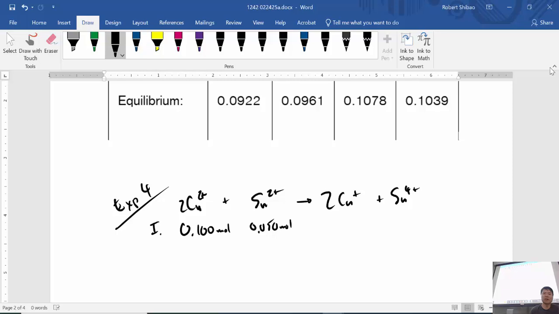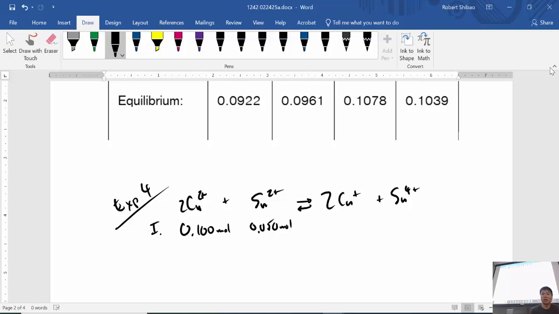We need twice as much copper as tin. So now this is stoichiometric. If I leave this as stoichiometric, should it react completely? What do you think? Will it react completely? It doesn't react completely. This is still a two-way reaction.